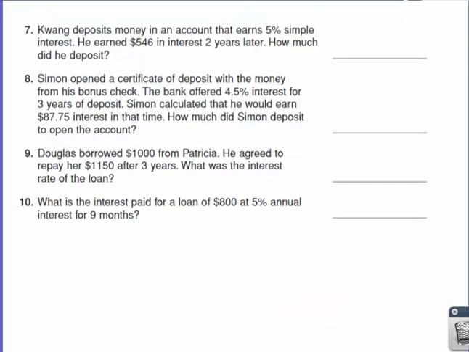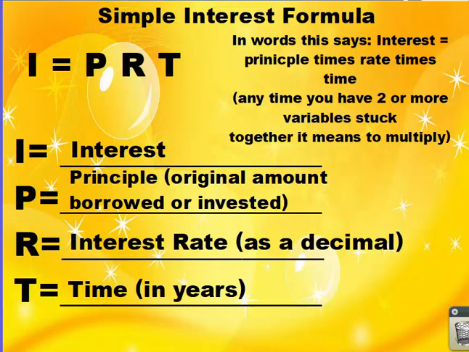And then we have 4 word problems. Just find the missing piece. So that's what I'd like for you to do for your homework assignment. And that's how we do simple interest.